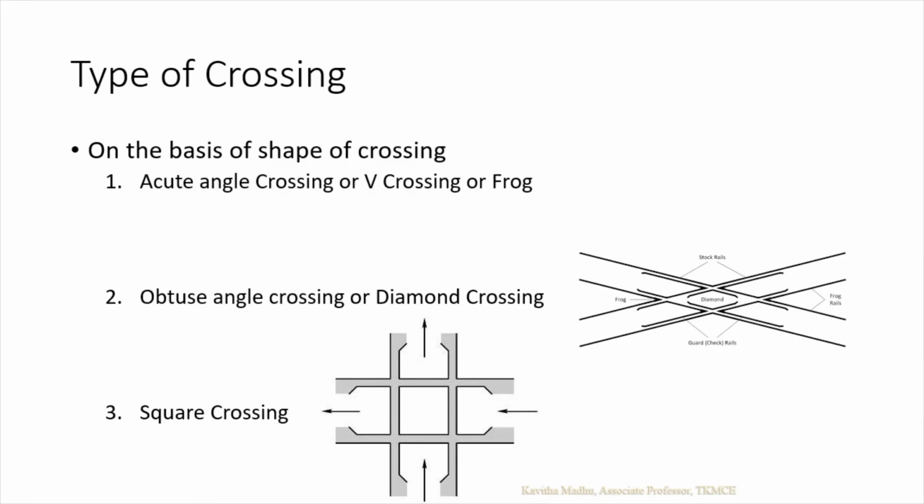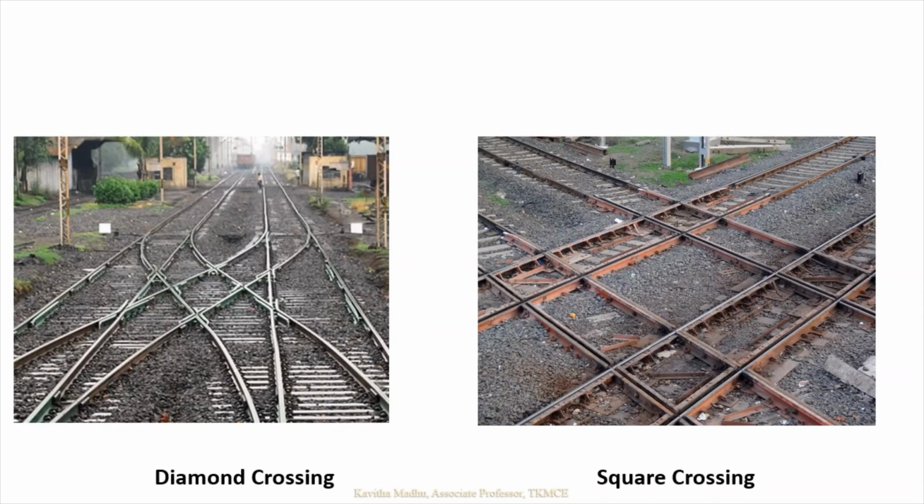There are different types of crossing. Depending upon the angle of intersection of the approaching rails, there can be an acute angle crossing, an obtuse angle crossing, a diamond crossing, or a square crossing. This figure explains the diamond crossing as well as the square crossing. The first one is the diamond crossing, where the two turnouts are meeting at the center point. It becomes a diamond crossing. The other one is the square crossing.